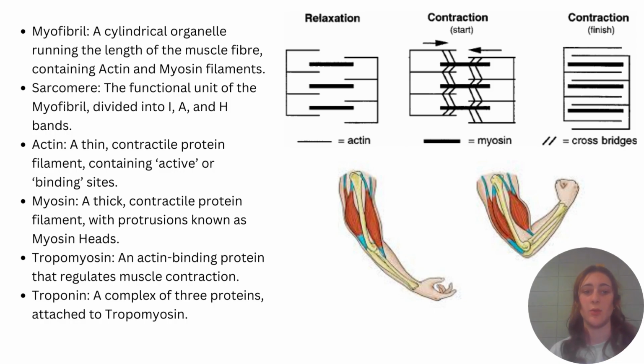We also see two binding proteins, the first of which is tropomyosin, which is an actin binding protein that regulates muscle contraction, and troponin, which is three proteins that are attached to tropomyosin.